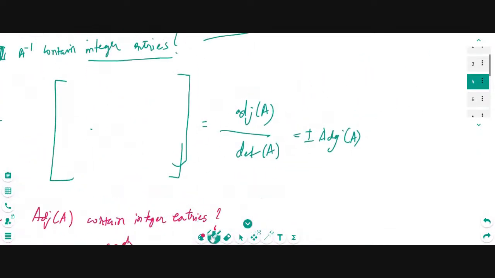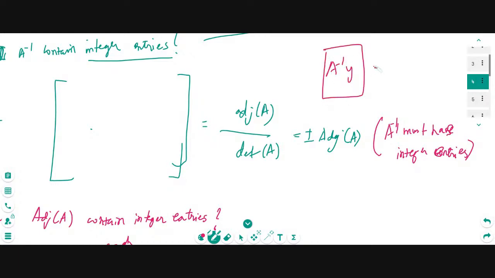It's a beautiful problem. A inverse must have integer entries. And therefore, A inverse y also has integer entries, all integer entries. And therefore, it's true actually. Next day, we will expand this problem to other possibilities, okay?